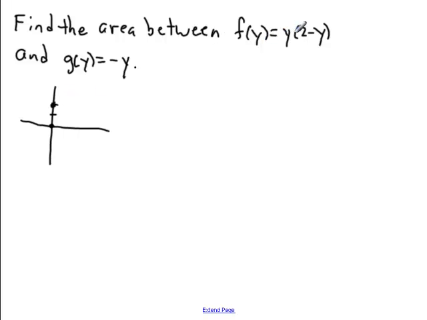And since the coefficient of the y-squared term, you can see by distributing, is going to be minus 1, we have a parabola that's opening downward, or in this case, opening to the left.